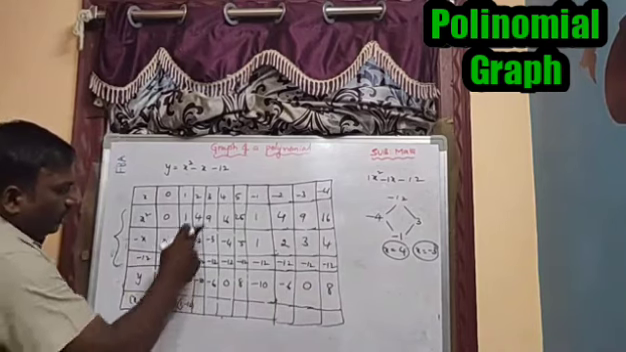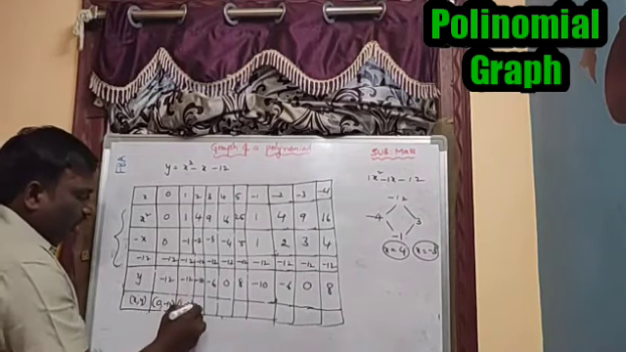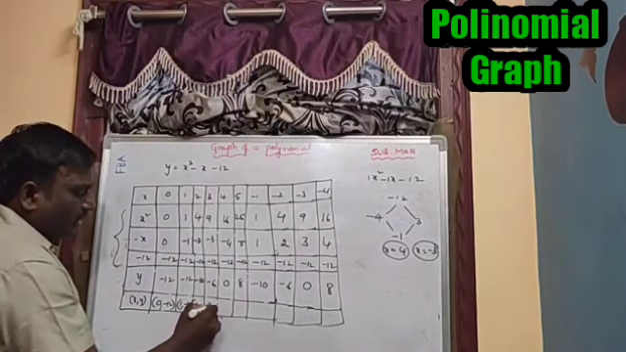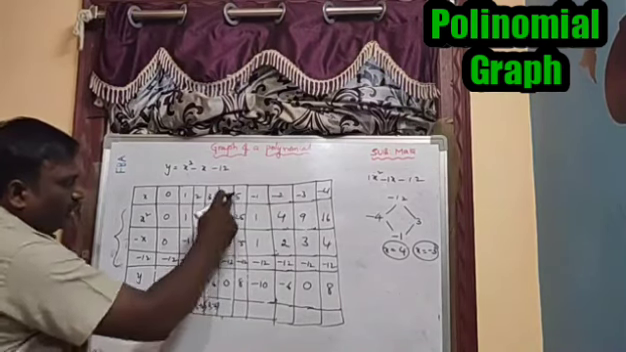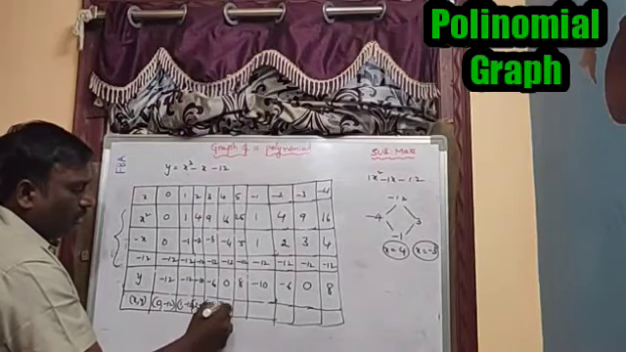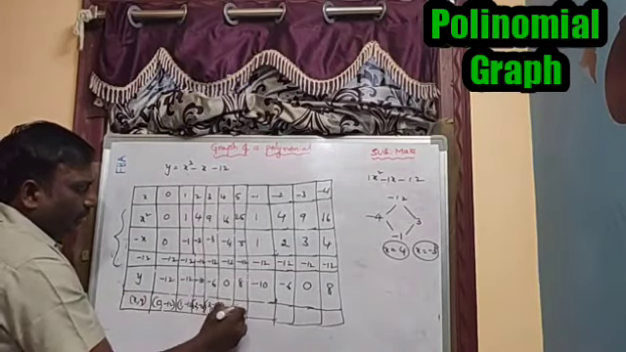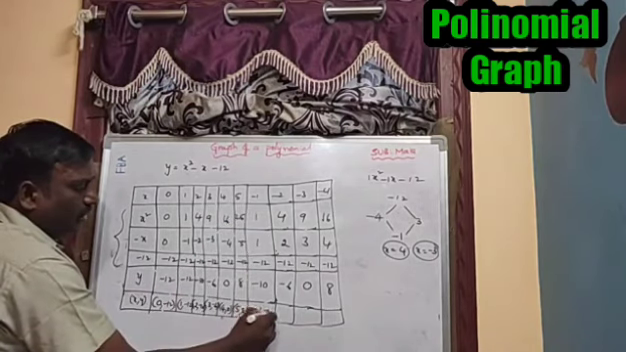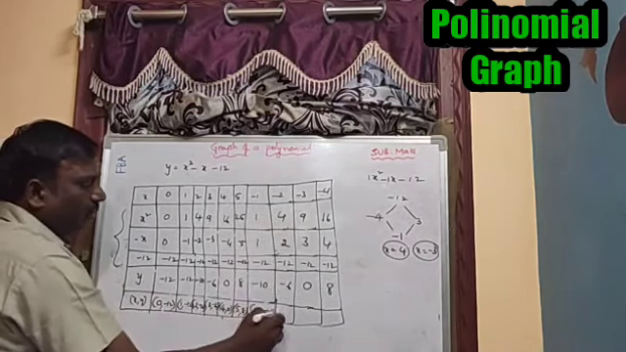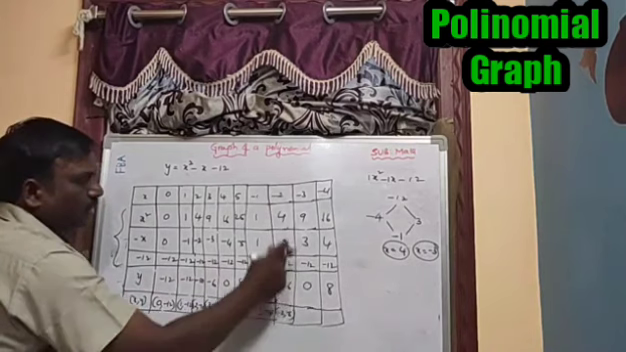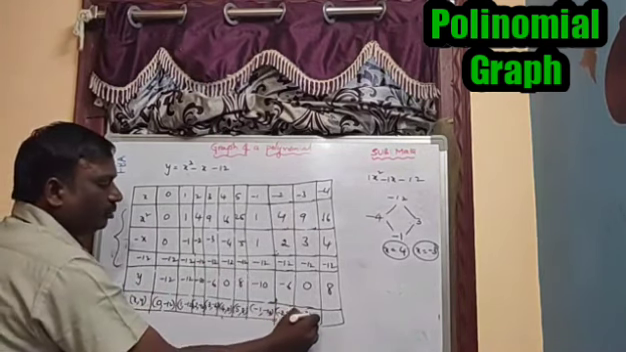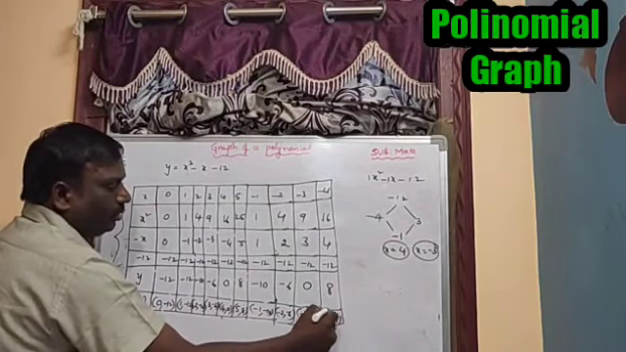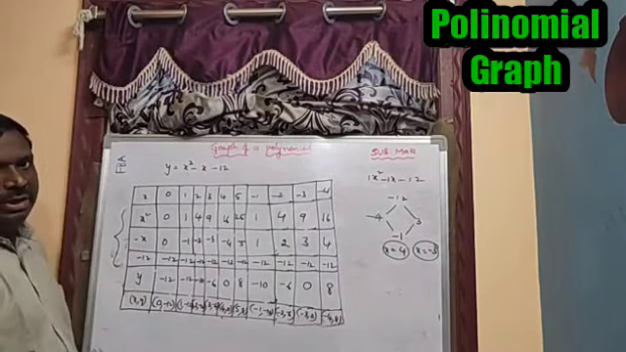So now the points are: x value 2 comma minus 10. Next 3 comma minus 6, next 4 comma 0, 5 comma 8, minus 1 comma minus 10, minus 2 comma minus 6, minus 3 comma 0, minus 4 comma 8.